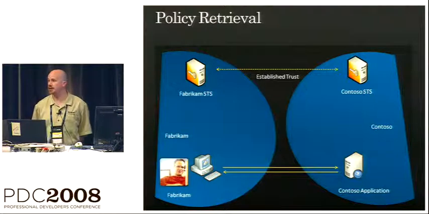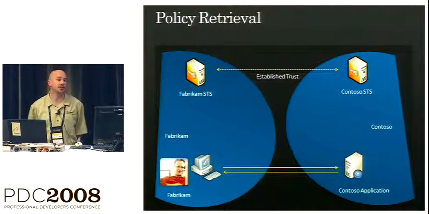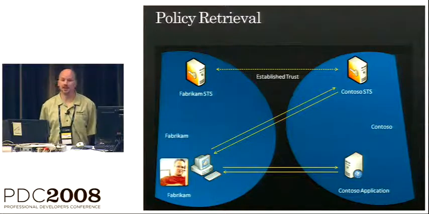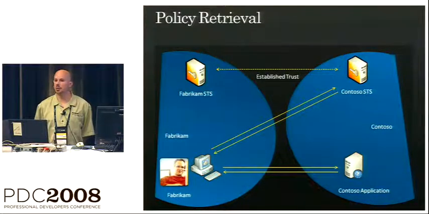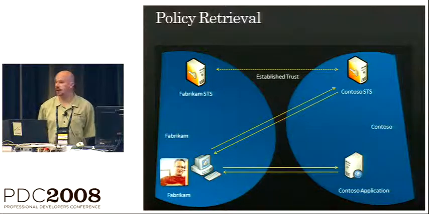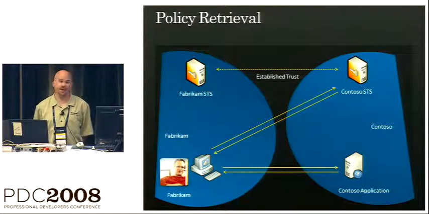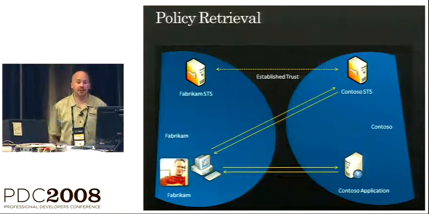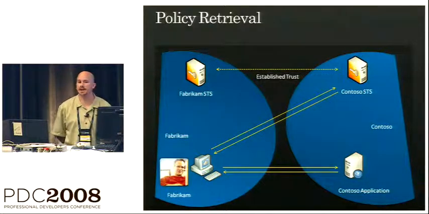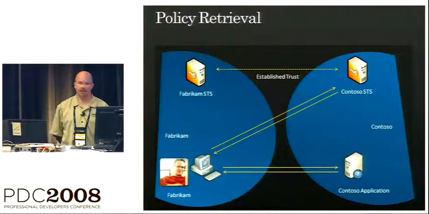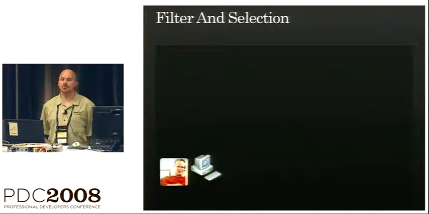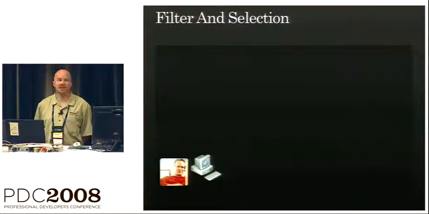CardSpace will take that policy and use it to track down that STS and find the particular endpoint at which it will retrieve policy from that STS in order to determine what requirements that STS has for claims to authenticate the user. At this point, CardSpace has everything it needs to help the user select the right identity to get access to this application.